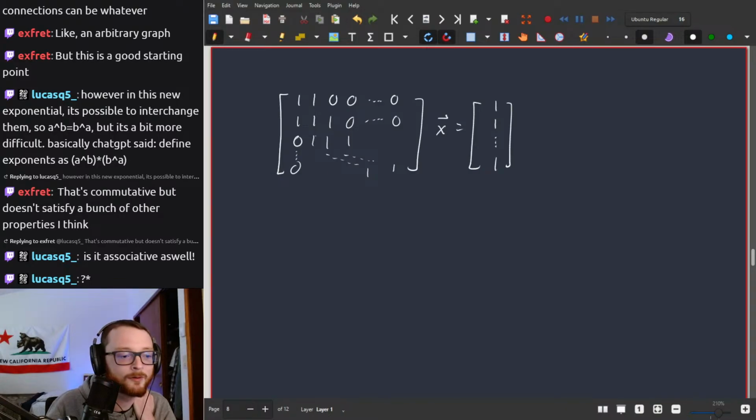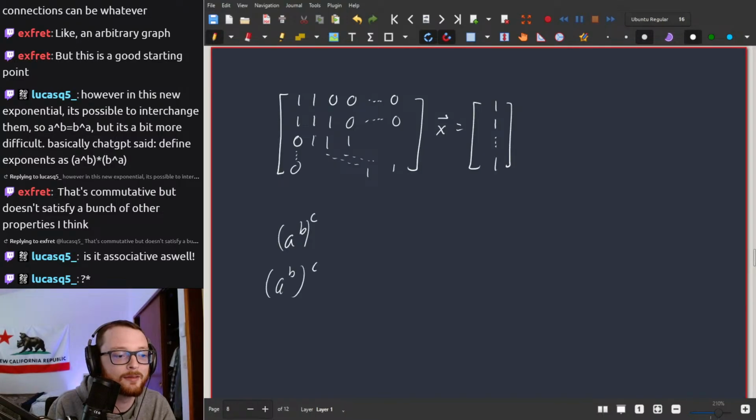Ooh, associative is a good question. It might not be. Well, wait, what is associativity? If we have A to the B to the C? Yeah, that's what we would check for associativity. So you want to check that and that. Wait, I did the same thing twice. There we go.